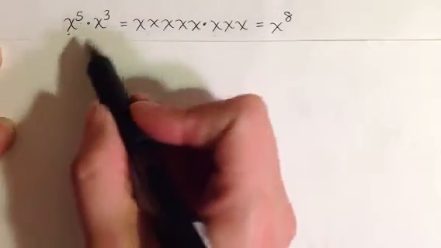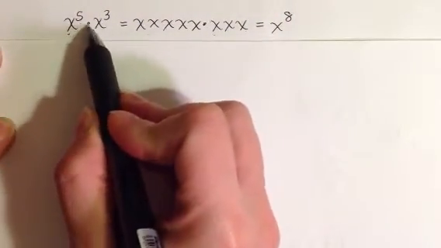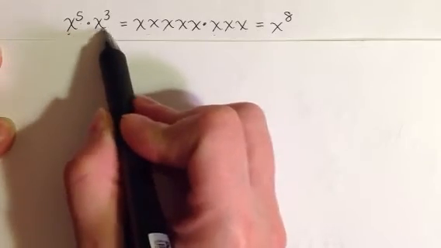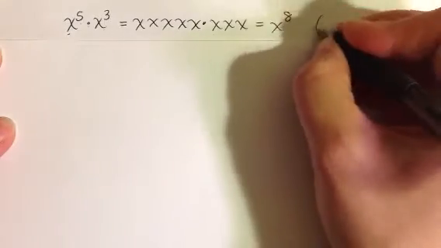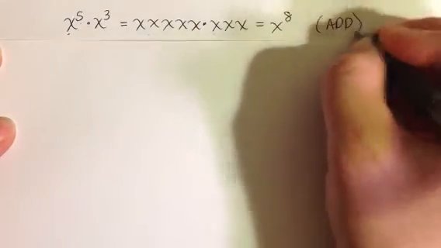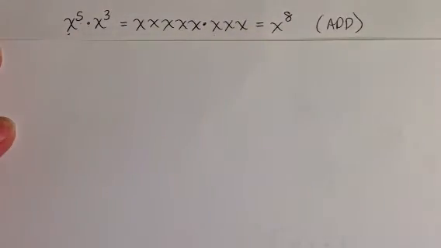So what do I do with the exponents? When I am multiplying two powers with the same base, I'm actually adding the exponents. 5 plus 3 is 8. So I'm going to find the sum of the exponents.